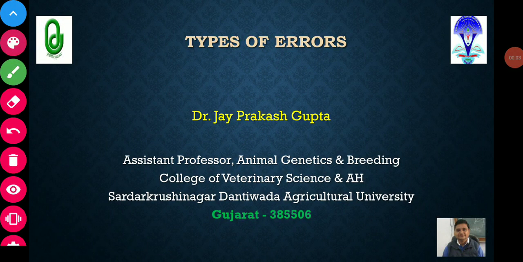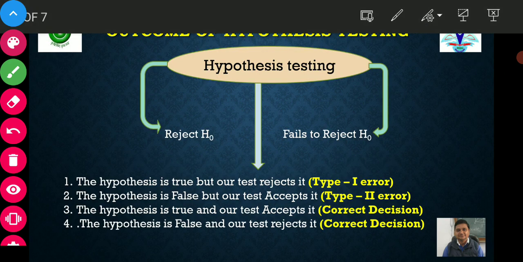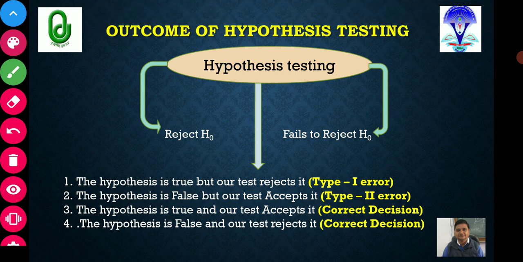So friends, in this lecture, we'll be getting an idea of different types of errors that we may commit while doing a test of hypothesis. So, what kind of possibility of errors are there when we are testing the hypothesis? So, let us start. So, the first one is the outcome of a hypothesis testing. What may be the outcome of hypothesis testing?